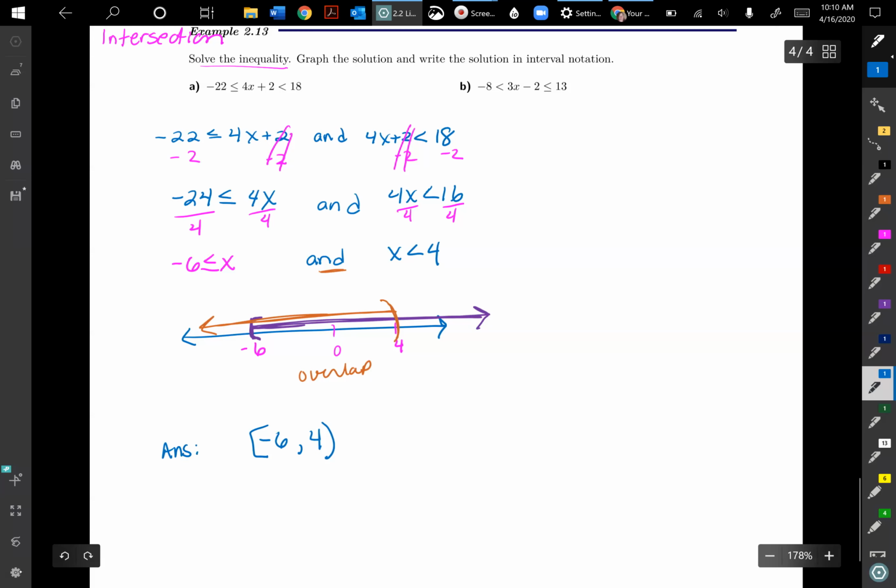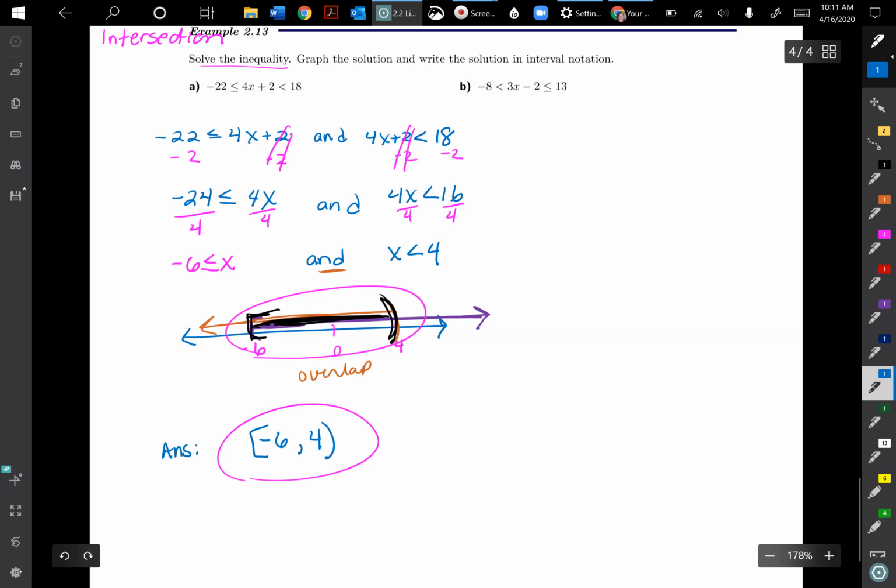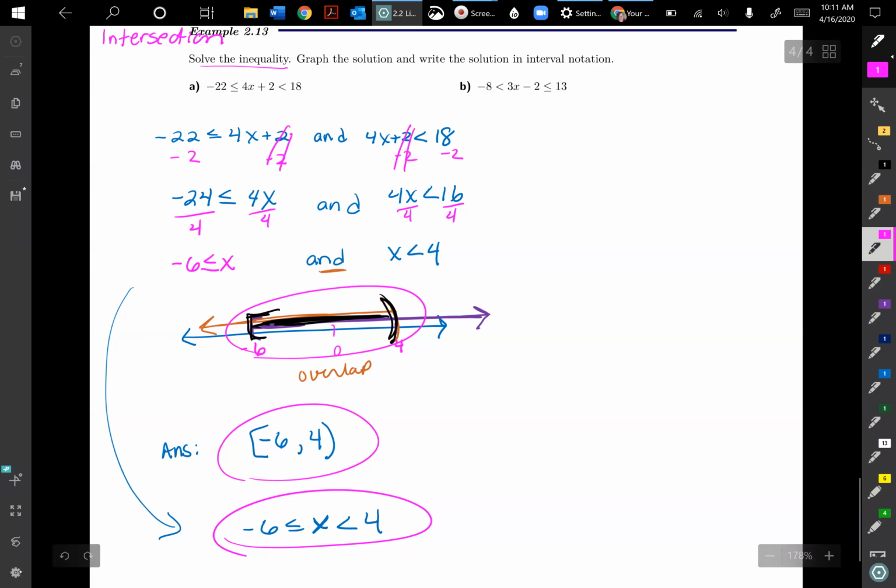This is my graph. So for the graph, I would just graph this part. I'll do it in black here. This is my answer for the graph. This is my answer for the interval. And to write it more formally, I would write -6 less than or equal to x, and then x is already there, less than 4. So those are all the ways I can write the answer for that.